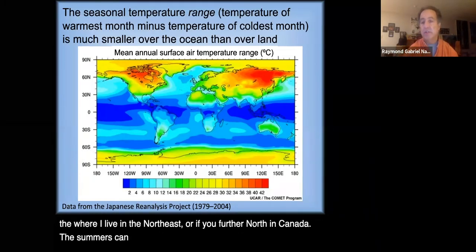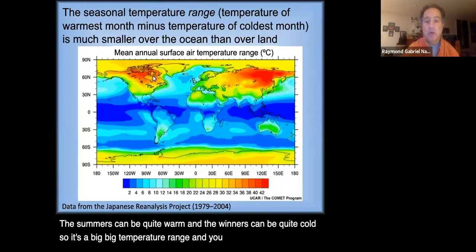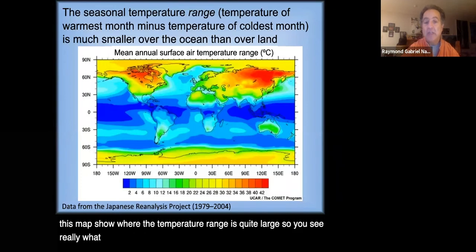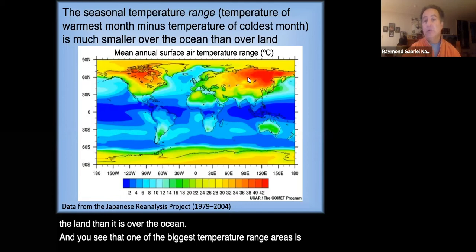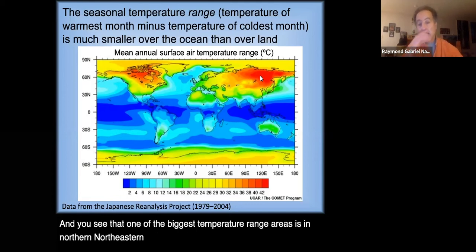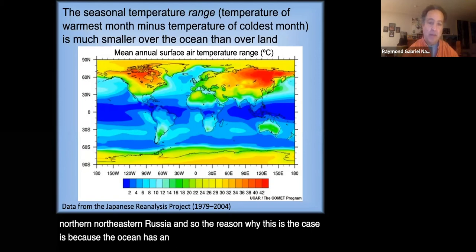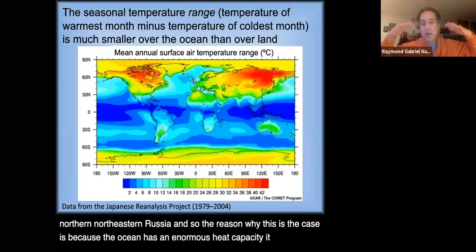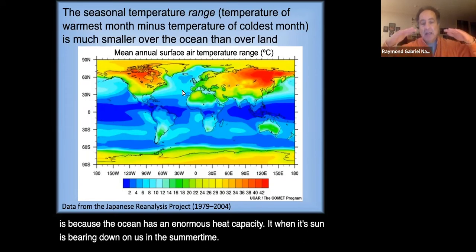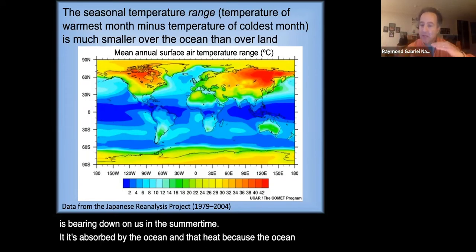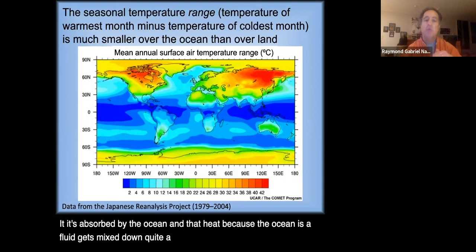And you can see the red parts on this map show where the temperature range is quite large. So what you're seeing is that the range is much higher over the land than it is over the ocean. And one of the biggest temperature range areas is in northeastern Russia. The reason why this is the case is because the ocean has an enormous heat capacity. When the sun is bearing down on us in the summertime, it's absorbed by the ocean, and that heat, because the ocean is a fluid, gets mixed down quite a bit. So the ocean doesn't warm up as much as neighboring land does.